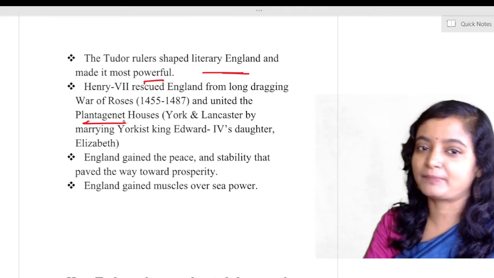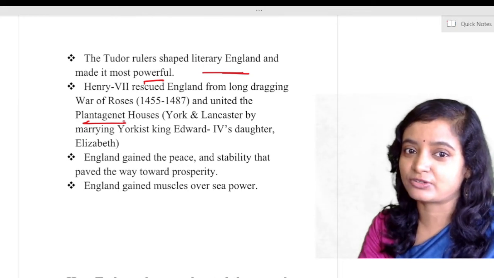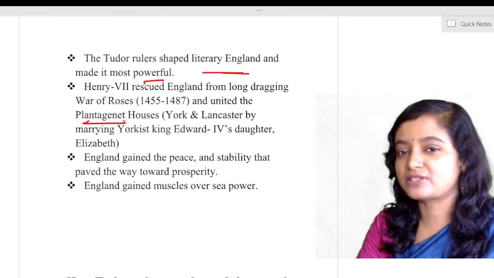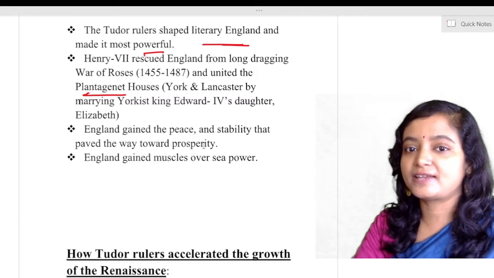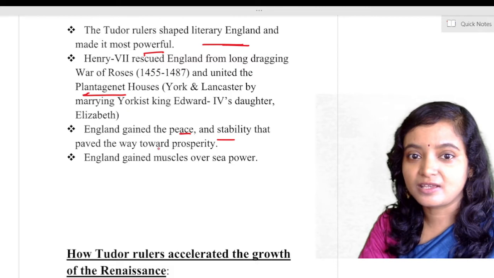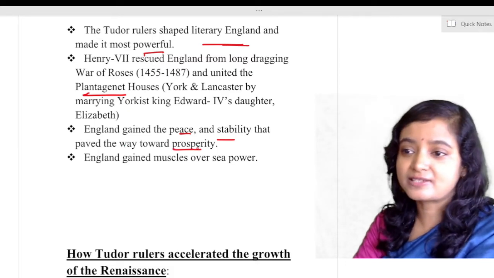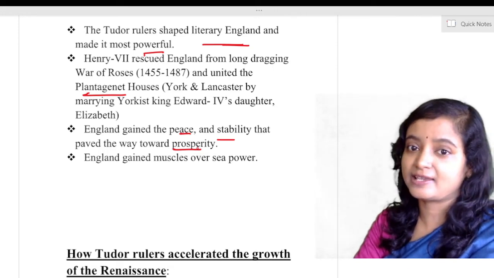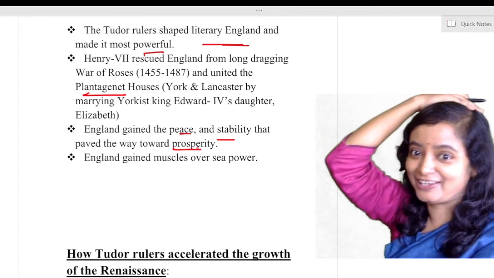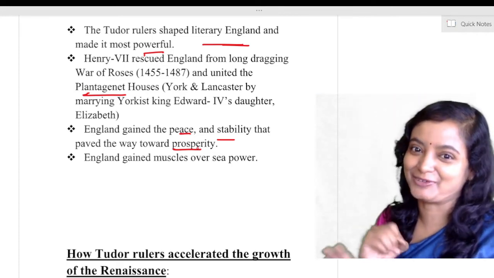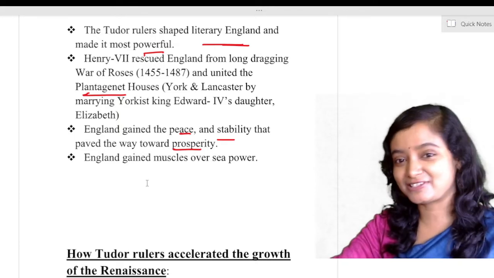I will not talk about the Plantagenet houses now. Just look at the War of the Roses video. There I have discussed why it is called the Plantagenet houses and how these houses were created, etc. Now England gained its peace, stability, and paved the way towards prosperity. When you get peace and stability in economic and social terms, only then can literature flourish. If you have a roof over your head and food in your mouth, then you can write poetry. Otherwise, it is not possible. England gained muscle over sea power.